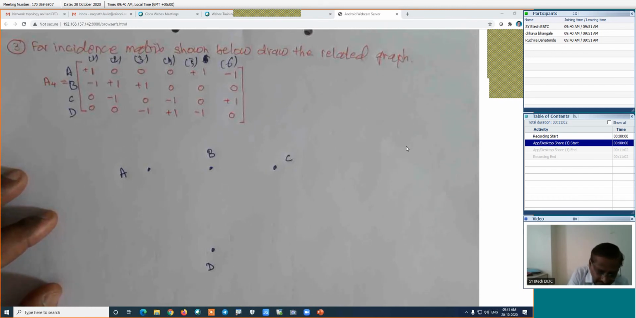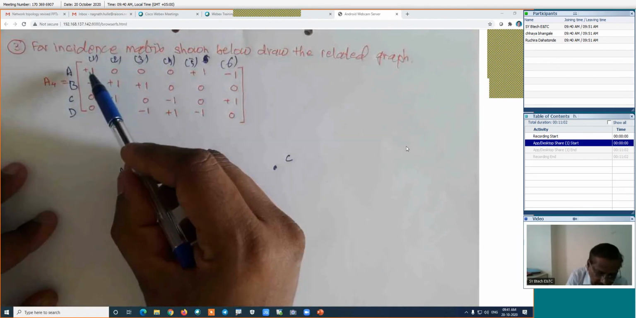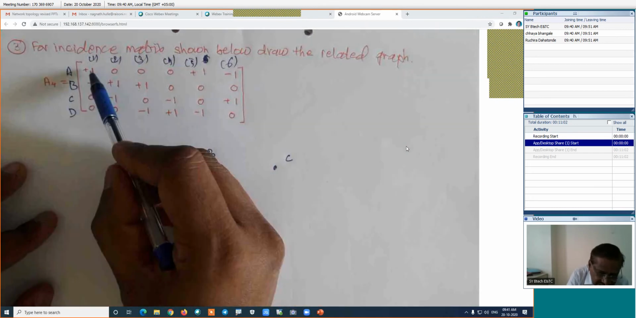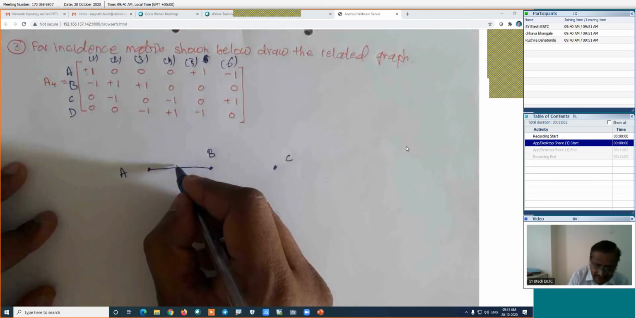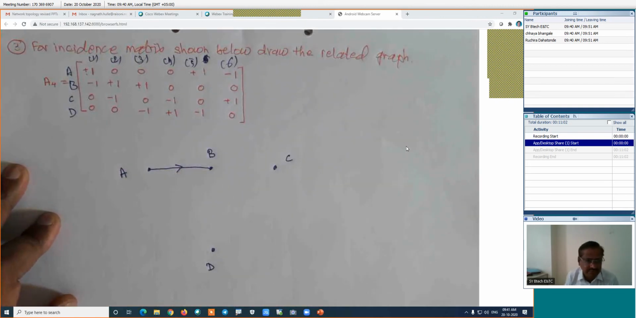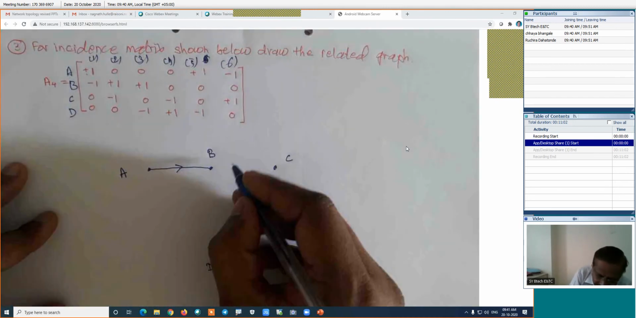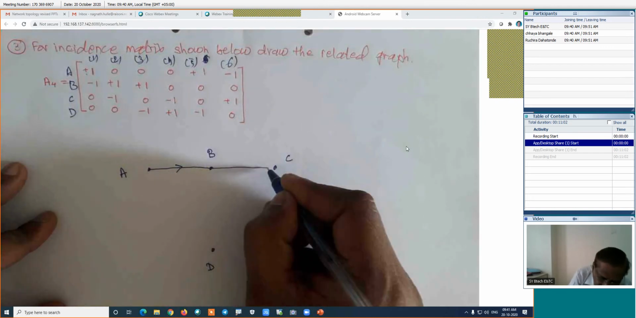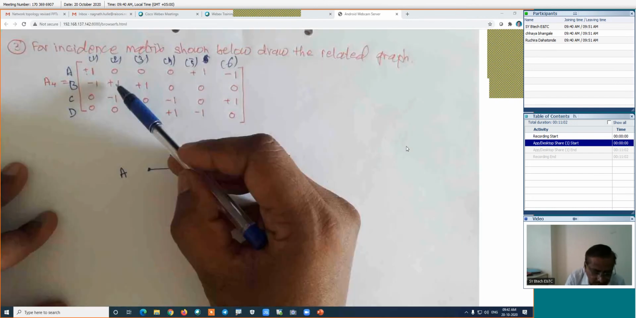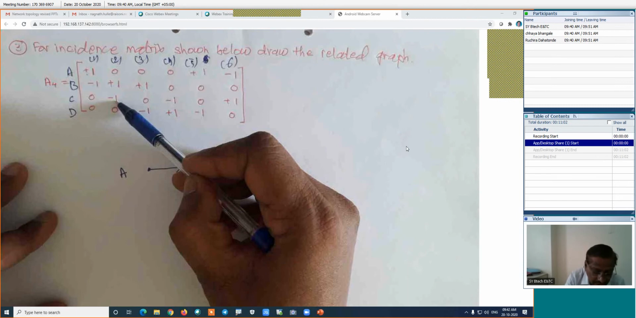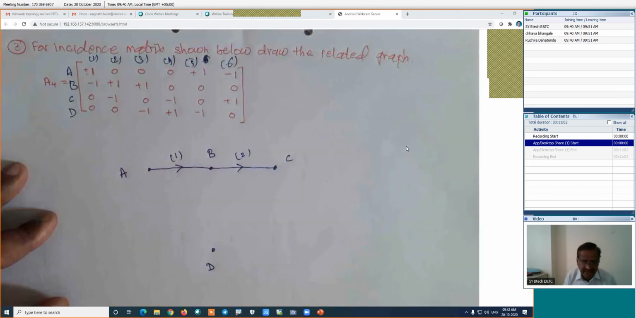For node A, what we have? For node A and B, we have 1 branch. It is plus 1, means outgoing from A and incoming for B, its direction will be something like this. The branch number 2 is connected between B and C. This is the branch number 1, this is the branch number 2, connected between these 2 nodes. And how is the direction? It is plus for B and minus for C. Means it is outgoing from the B and incoming towards the C. Means its direction will be something like this.